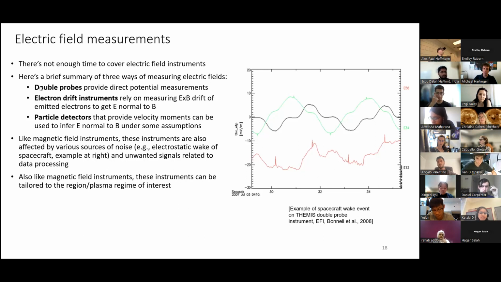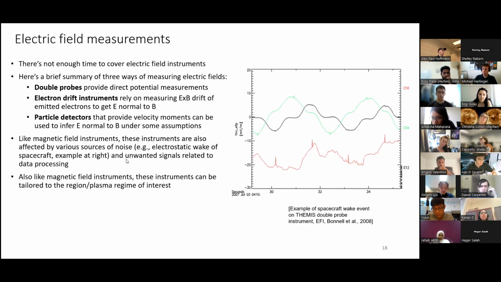And just briefly, the three techniques that are often used to measure electric fields are double probes, or closely related Langmuir probes, if you want to measure just one component of the electric field with some approximations. Electron drift instruments, which rely on E-cross-B drifts of emitted electrons to get the electric field normal to B. And particle detectors, because you can measure velocity moments and use those to infer the electric field normal to the magnetic field under some assumptions, so it doesn't always work. But for low frequencies especially, it might work.